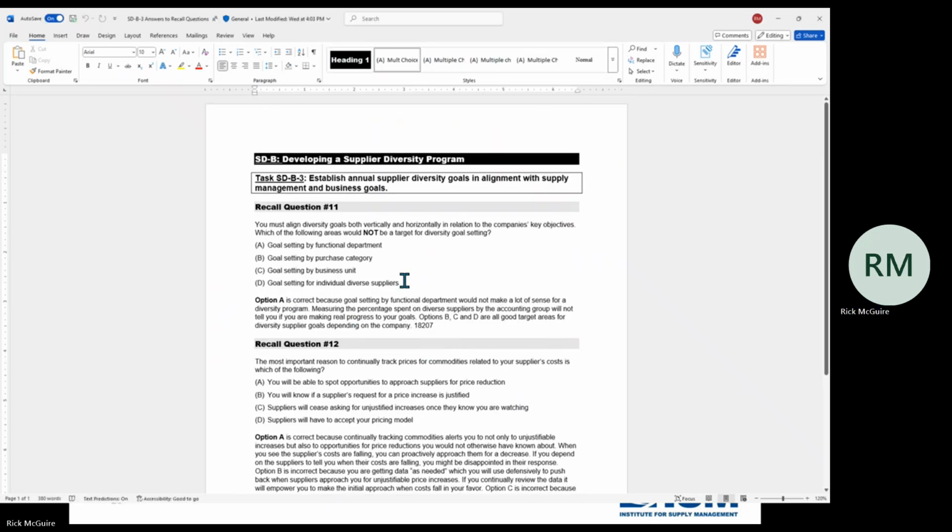A. Goal setting by functional department. Goal setting by functional department would not make a lot of sense for a diversity program. Measuring the percentages spent on diverse suppliers by the accounting group will not tell you if you are making progress on your goals. And I guess I just don't understand what goal D is.